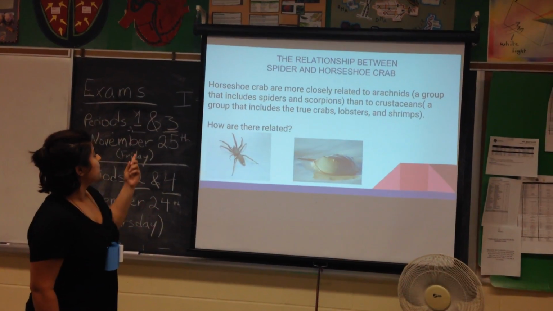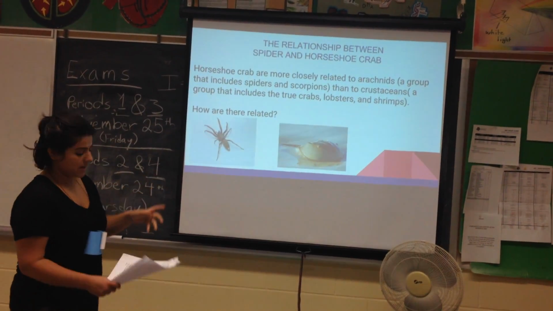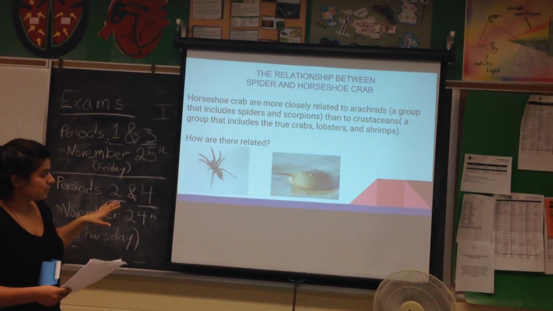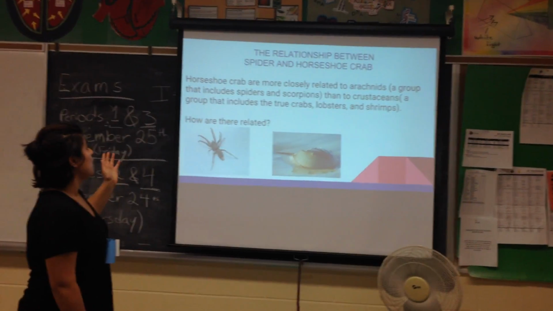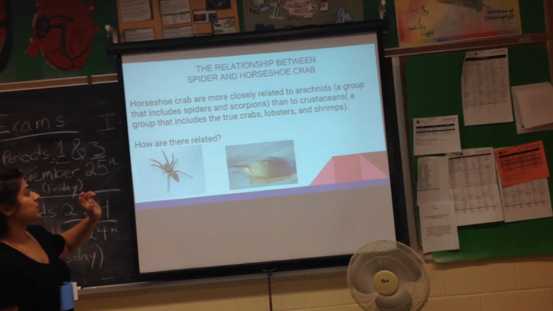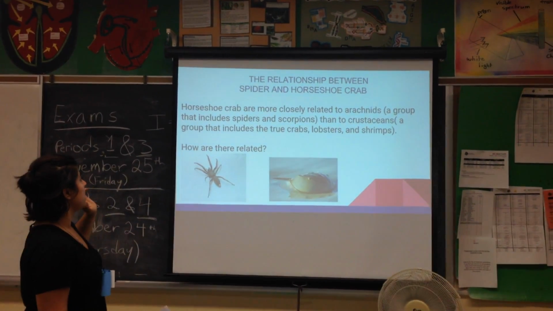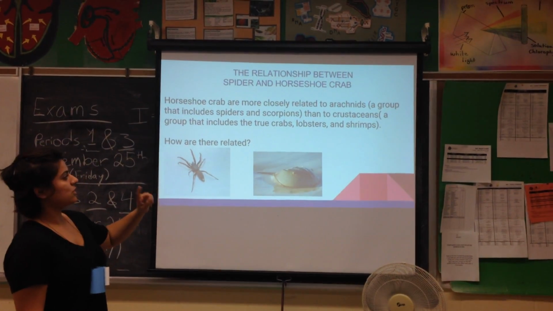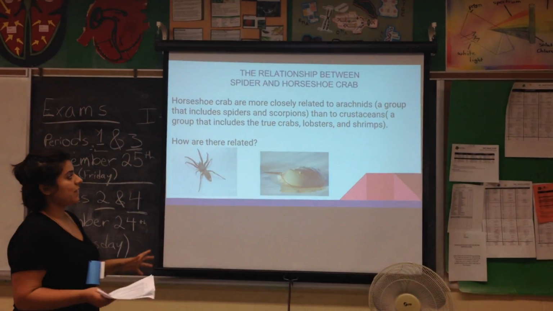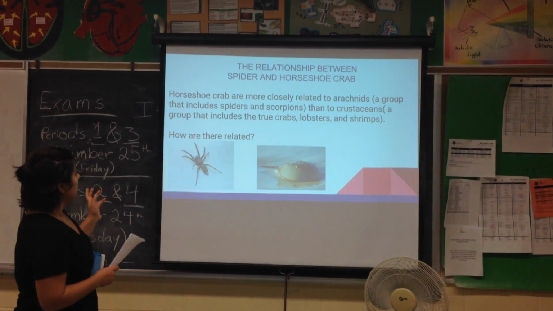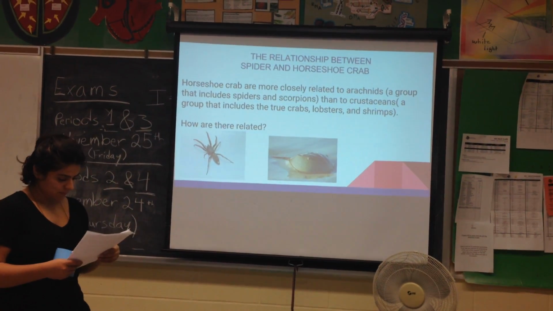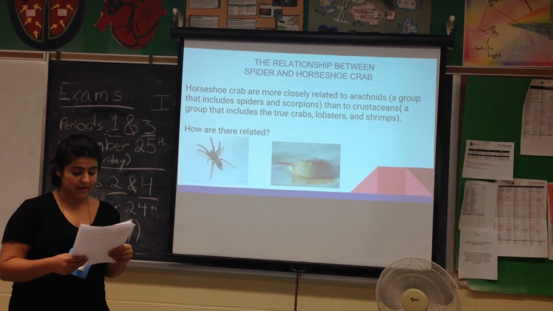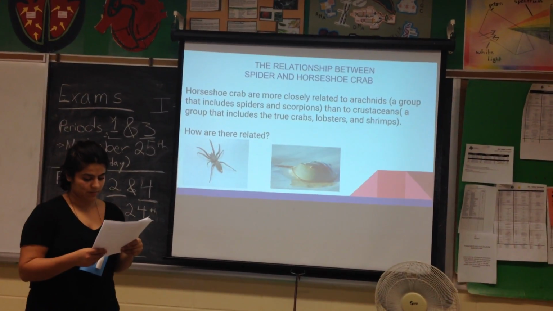We have a horseshoe crab and a spider here. How are these two related? Horseshoe crabs are more closely related to arachnids, a group that includes spiders and scorpions, than to crustaceans, a group that includes true crabs, lobsters and shrimp. Studies of blood proteins in the horseshoe crab show that this animal is related to modern spiders.